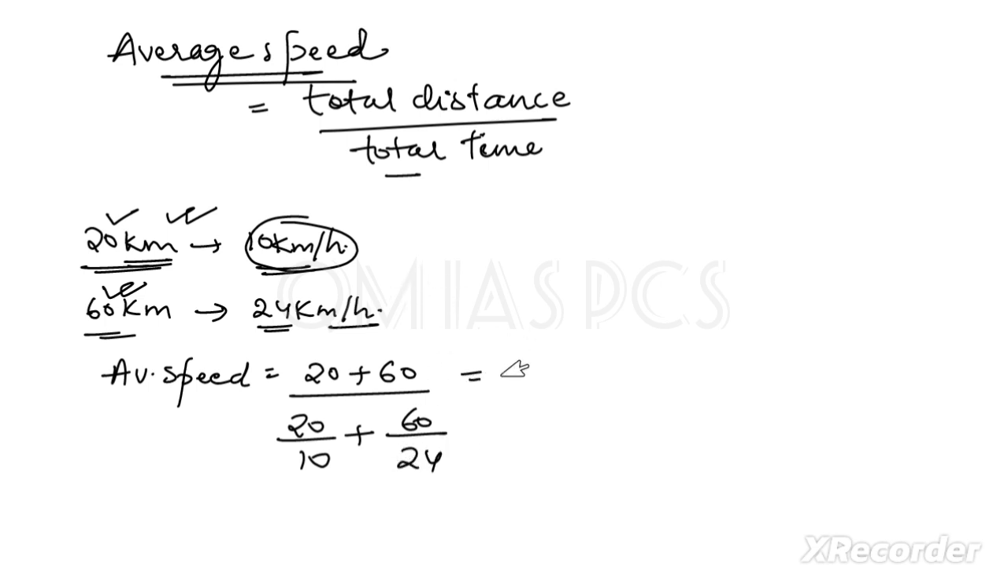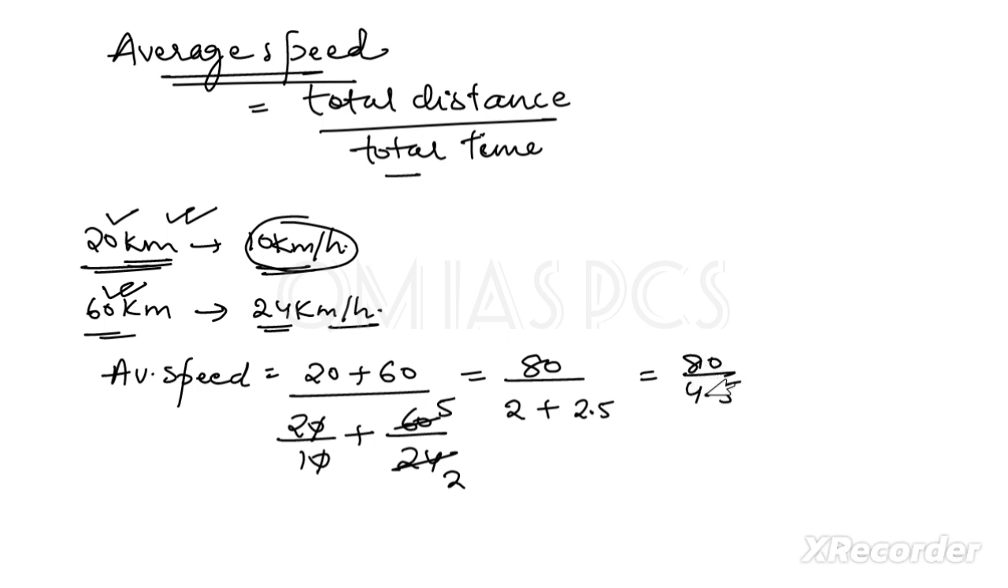Okay, now it is 80, and here you can cancel this one, it is 2. By 12 it will be 2, by 12 it will be 5, so here we can write 2.5. When you divide this one it will be 2.5, so here we will get 80 by 4.5.